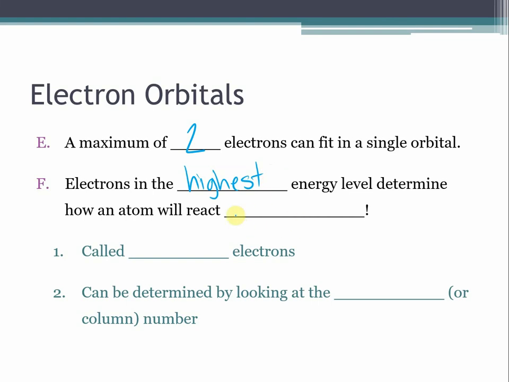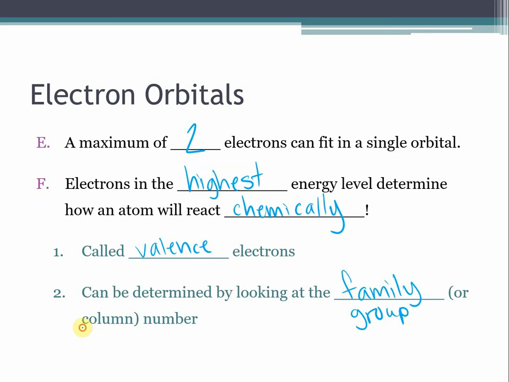determine how an atom will react chemically. These highest energy electrons are called valence electrons. And you can determine the number of valence electrons by looking at the family, sometimes also called a group, which is the same as just the column number on your periodic table. We'll do some practice with this later.